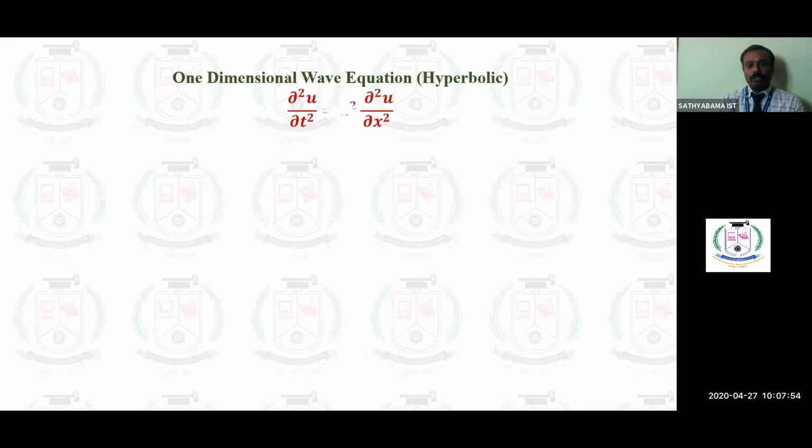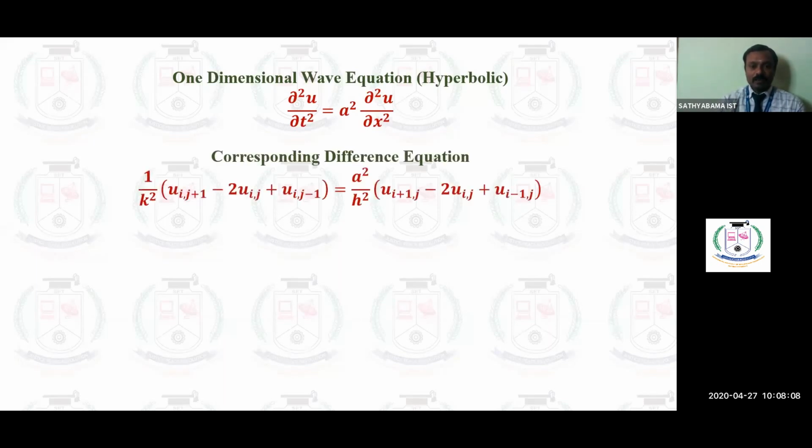In a similar way, the one-dimensional wave equation, that is dou squared u by dou t squared is equal to a squared into dou squared u by dou x squared, is hyperbolic in nature, as we classified in the first session of this PDE. The corresponding difference equation is 1 by k squared into u i comma j plus 1 minus 2 u i comma j plus u i comma j minus 1 equal to a squared by h squared into the second difference in x. Again, we rewrite the expression with the next time row on the left-hand side, that is, the terms involving j plus 1 on one side and all other terms on the other side.